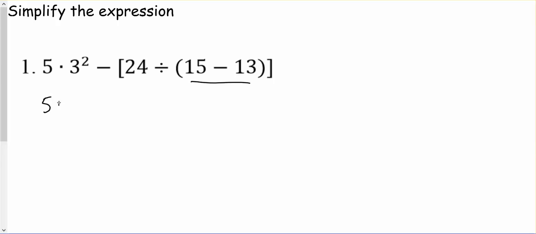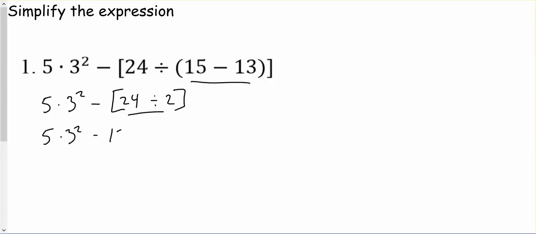So 5 times 3 squared minus 24 divided by 2. 24 divided by 2 is 12. 5 times 3 squared minus 12. Now, exponents. 3 squared is 9.